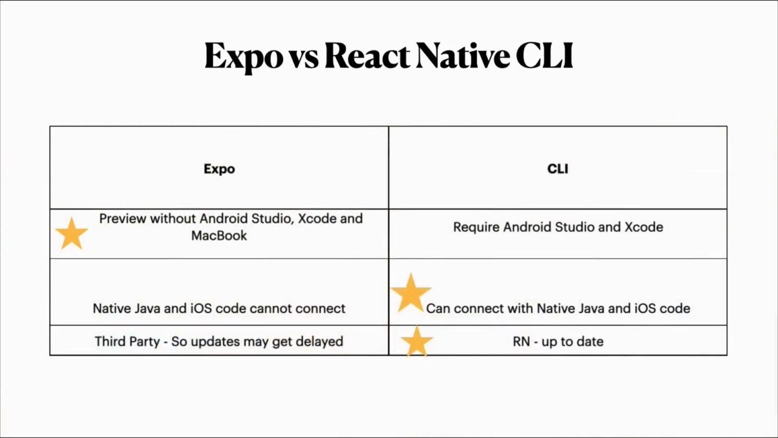Another disadvantage with Expo is that because it's a third-party tool, updates are more infrequent and they may get delayed, and they are generally less predictable and consistent. Whereas CLI is coming directly from the React Native team, so it's kept up to date with a lot more frequency and consistency.